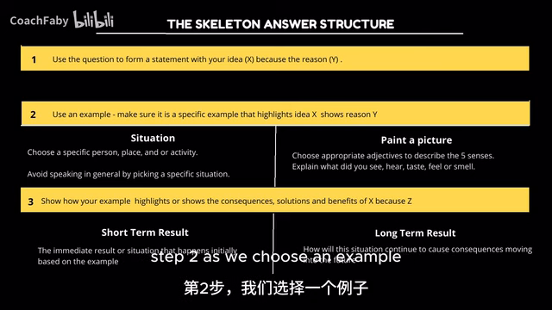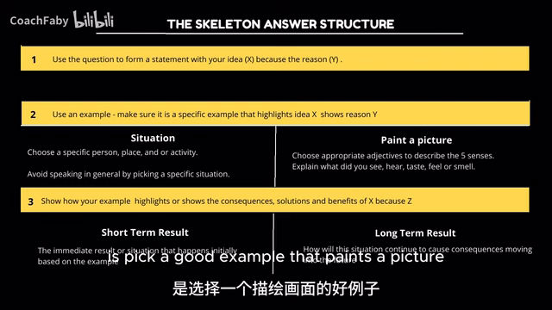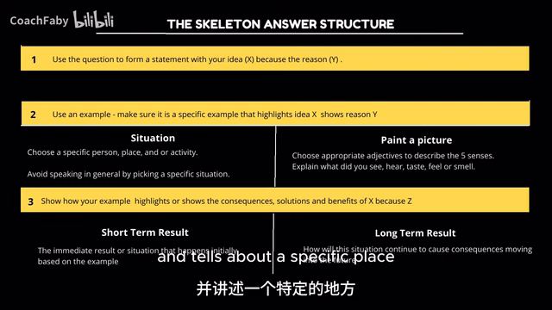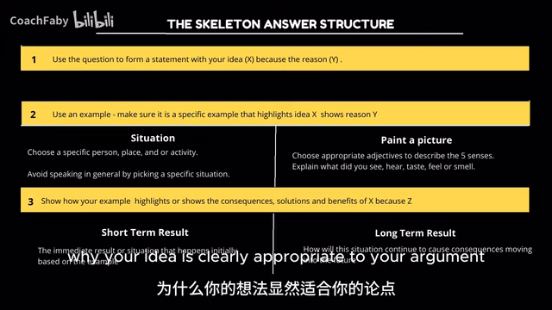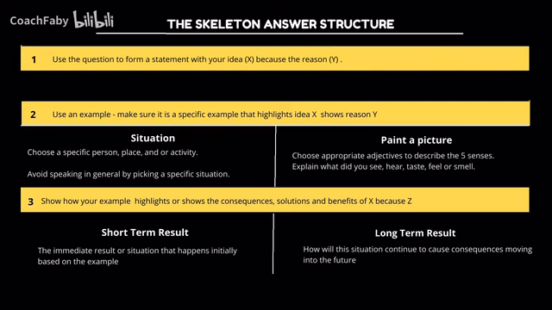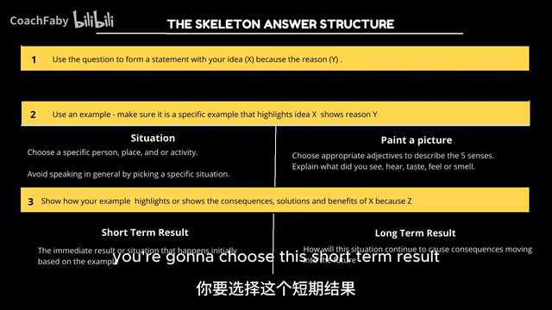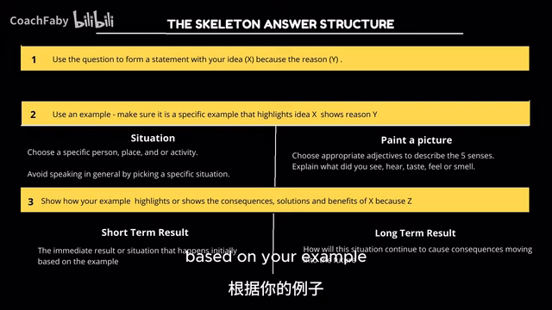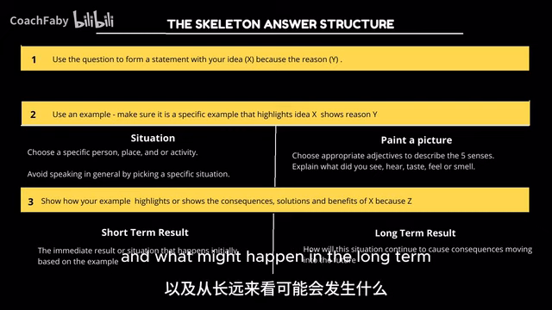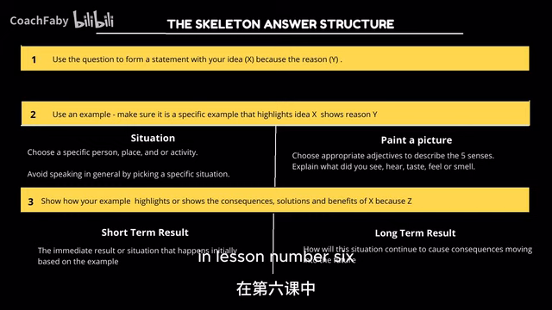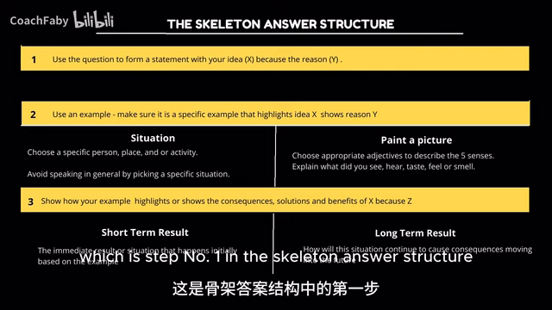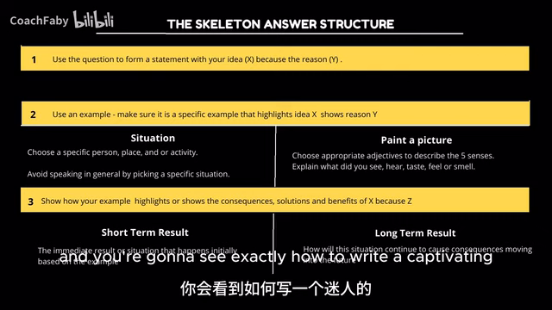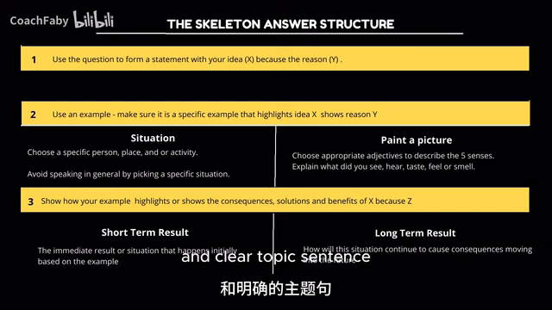Step 2 is we choose an example, and here what we want to do is pick a good example that paints a picture and tells about a specific place, person, or activity that will show why your idea is clearly appropriate to your argument. Then in step 3, you're going to choose the short-term result, what happens immediately in this situation based on your example, and what might happen in the long term. But we're going to go further into that in lesson number 6. In lesson number 5, we're going to stick to the topic sentence, which is step number 1 in the skeleton answer structure, and you're going to see exactly how to write a captivating and clear topic sentence.